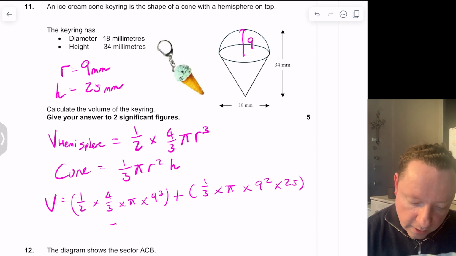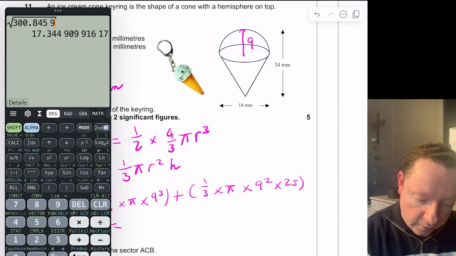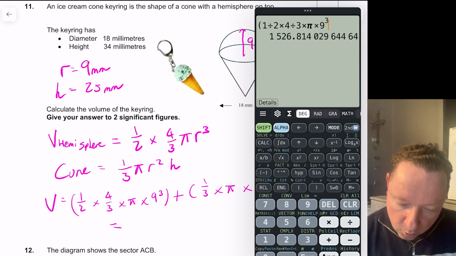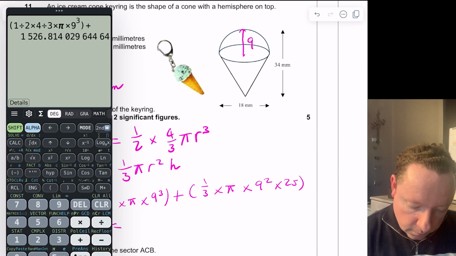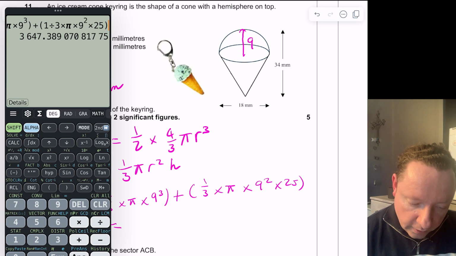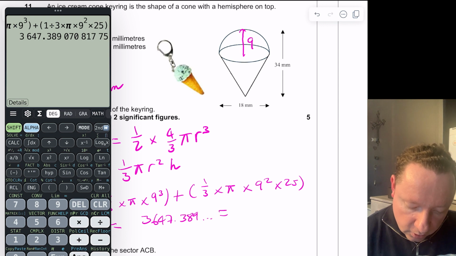Feel free to work it out separately if you prefer, but calculators are there for a reason. So brackets 1 divided by 2 times 4 divided by 3 times pi times 9 to the power of 3, close my bracket, plus, open my bracket, 1 divided by 3 times pi times 9 squared times 25, and we get an answer of 3647.389. And to two significant figures, 3600 millimetres cubed.